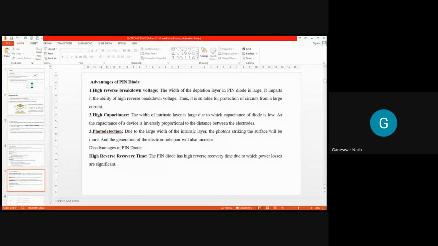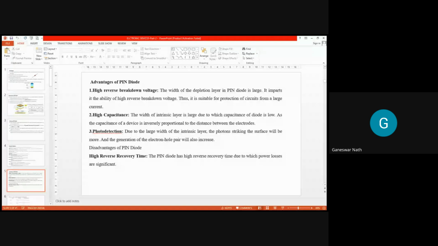Then it has high capacitance also, because as you know, since the intrinsic region connects both the P type and the N type, it can increase the charge storing capacity, for which it has large capacitance. You can see the width of the intrinsic layer is large, due to which the capacitance of the diode is low, as the capacitance of the device is inversely proportional to the distance between the electrodes. All of you know C is equal to epsilon 0 A by D. So when D is more, capacitance will be less. But when D is less, capacitance will be very, very high. So according to this formula, it also has high capacitance.